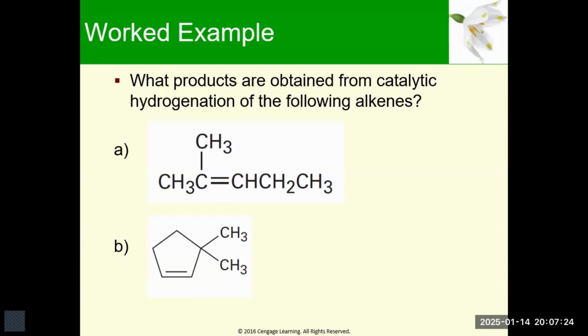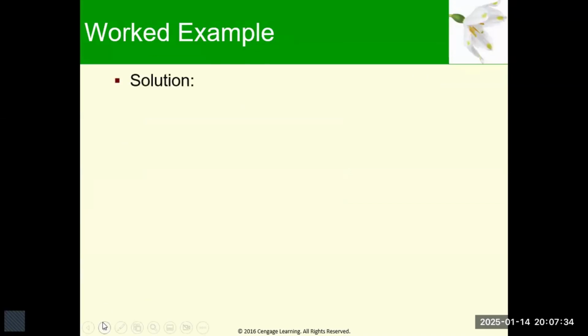All right. So what products are obtained from catalytic hydrogenation of the following alkenes? Easy thing to do is redraw it without the double bonds, and you have your answer. Now, with that being said, again, if it's a ring, you do want to look at your stereochemistry. So let's go and look at these products.